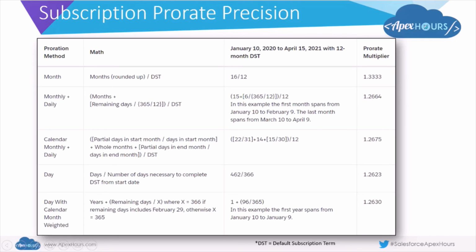Also note, you have to enable the advanced calculator to get the calendar monthly plus daily option and the days with calendar month weighted option. It is important to understand this table and the calculations and the logic behind this proration calculation very closely, because these really impact how your CPQ subscription quotes will function, especially when you're quoting for ad hoc dates which don't fall on neatly rounded subscription term end dates.